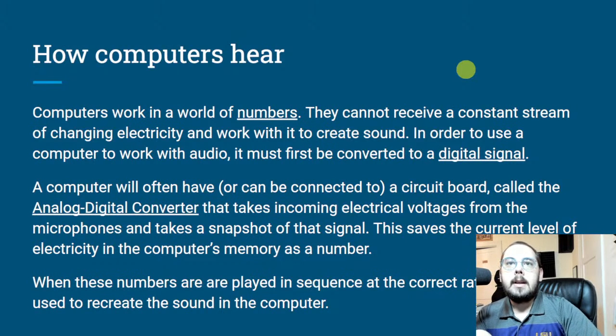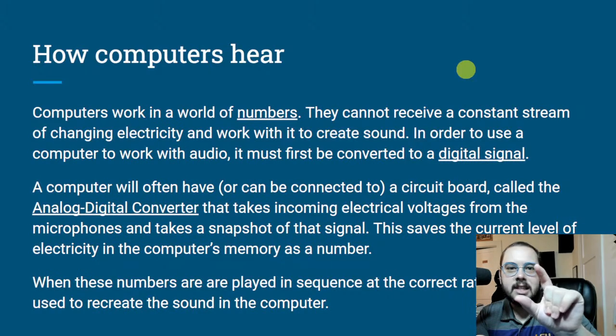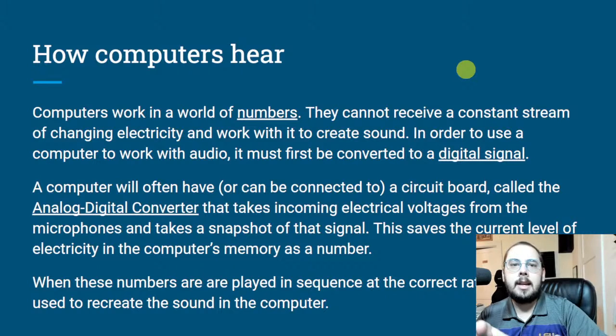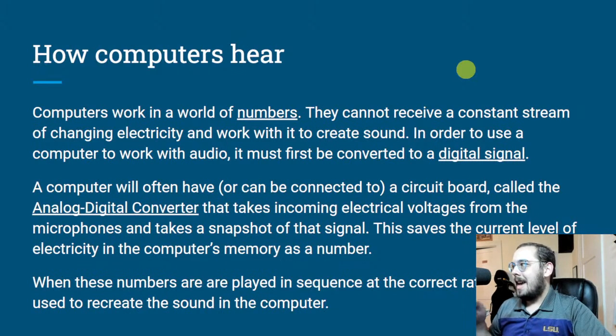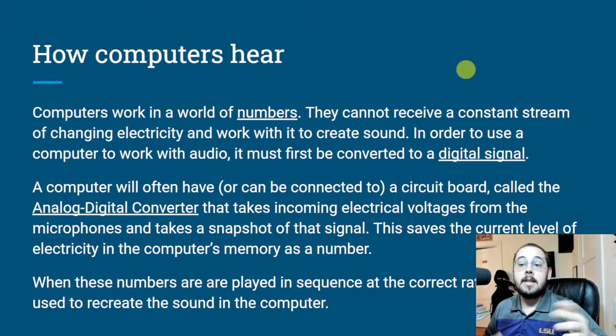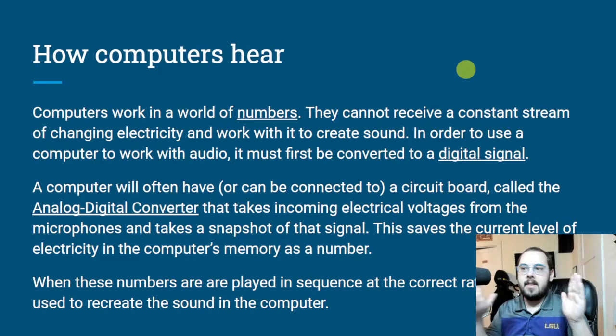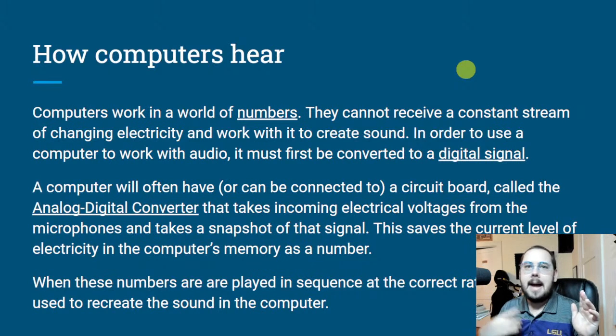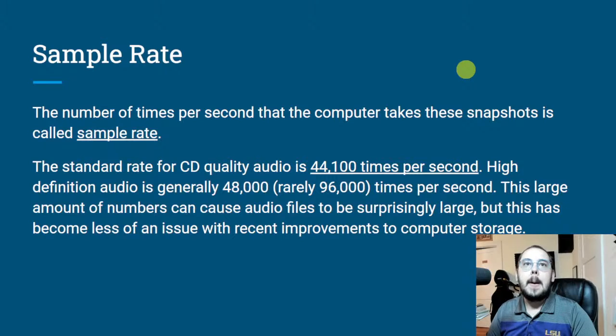a number. The way it does this is that it very quickly takes a small snapshot of that incoming electricity and it says, oh, it's at 5 or whatever the electricity voltage is, and it saves that in the computer's memory as a number. And then these numbers, again, it's just a very long string of numbers, and they can be played back and changed and altered in order to recreate that sound in the computer. That's essentially it.